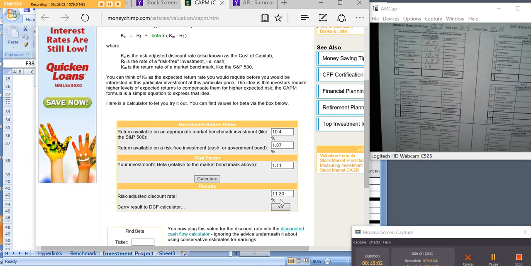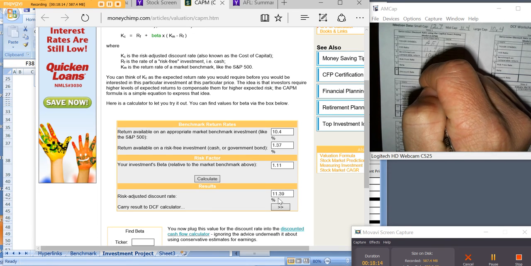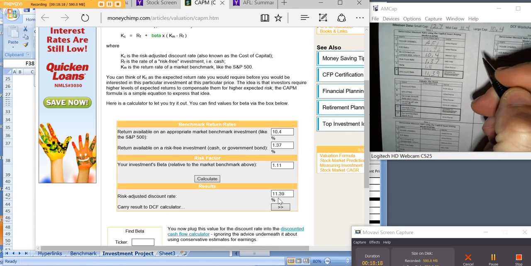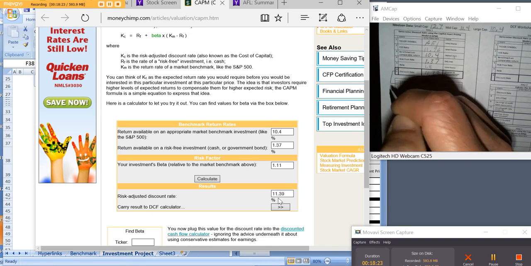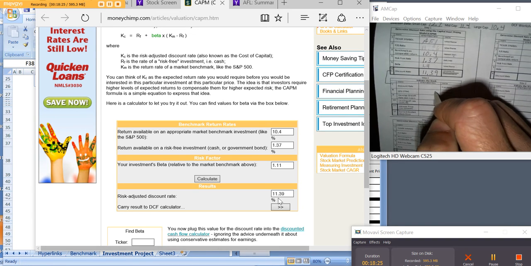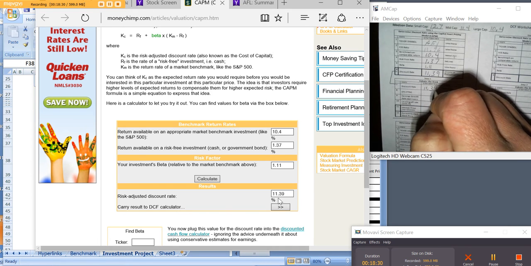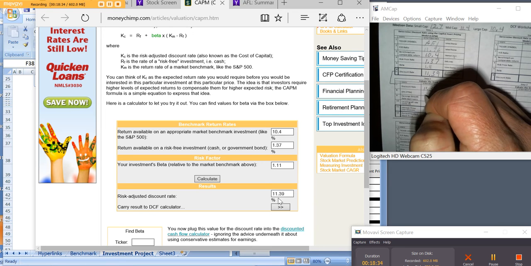I hit calculate, and I get a risk-adjusted discount rate of 11.39. So I'm going to go ahead and come over to here and enter in 11.39. And I'm going to transcribe this down to the next column of calculations. I'm going to write the discount rate in the 2 spots there so I don't get lost.